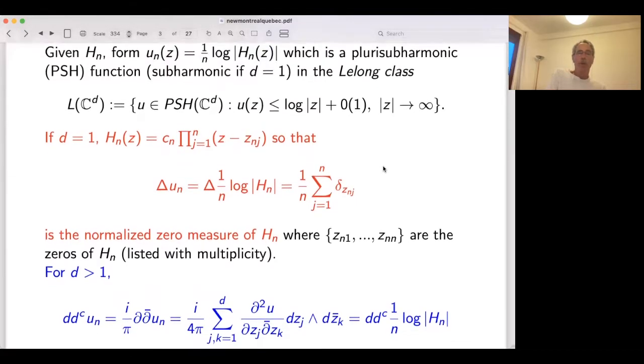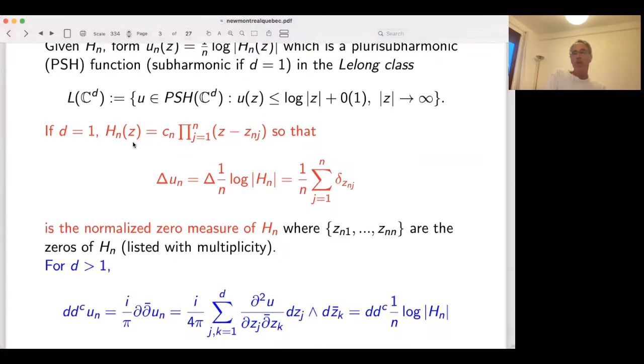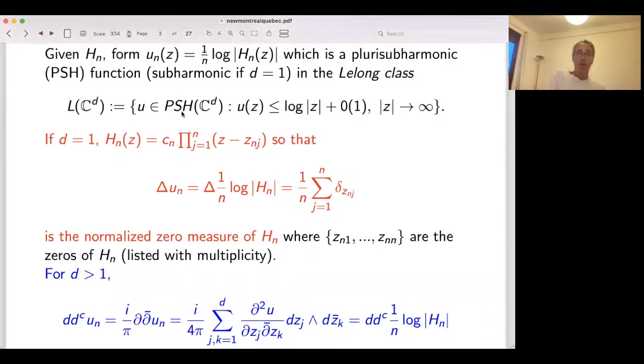And if we're in one variable, of course, you have this miraculous fact that polynomials factor. So in one variable, if the z_{n,j}'s are the zeros of your random polynomial H_n, then the Laplacian of this subharmonic function u_n gives you the so-called normalized zero measure of that random polynomial, as it puts mass 1 over n at each of those zeros. I could be off by 2 pi; we'll just take our normalization so the Laplacian is exactly this.